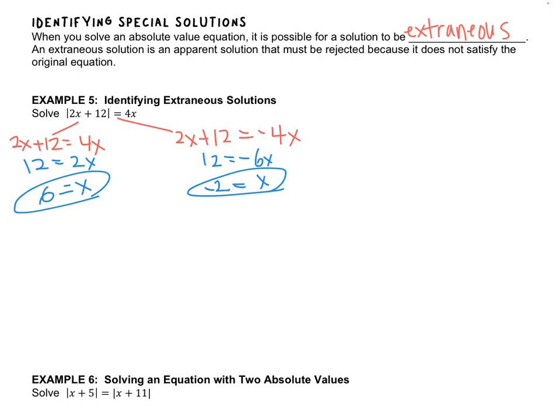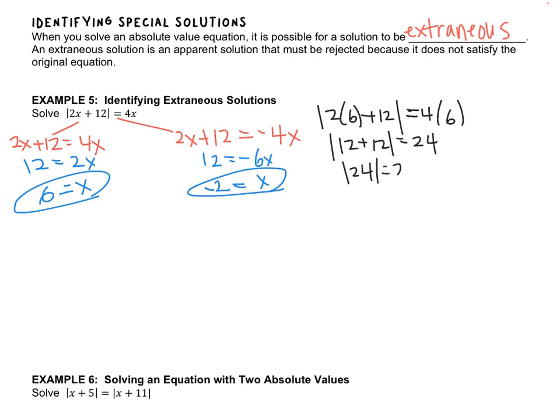So when I check 6, I get absolute value of 2 times 6 plus 12 equals 4 times 6. And so I get absolute value of 12 plus 12 equals 24. And that's true, right? The absolute value of 24 is equal to 24, right? That works. Okay. But when you plug in negative 2, it doesn't work.